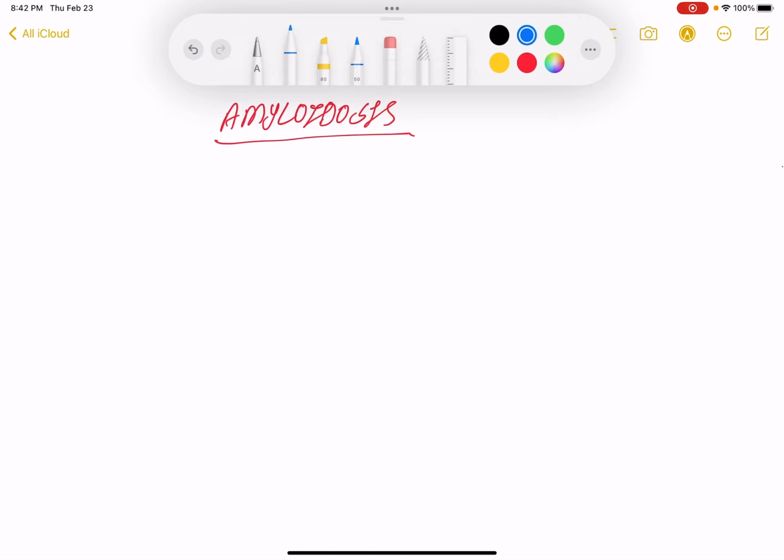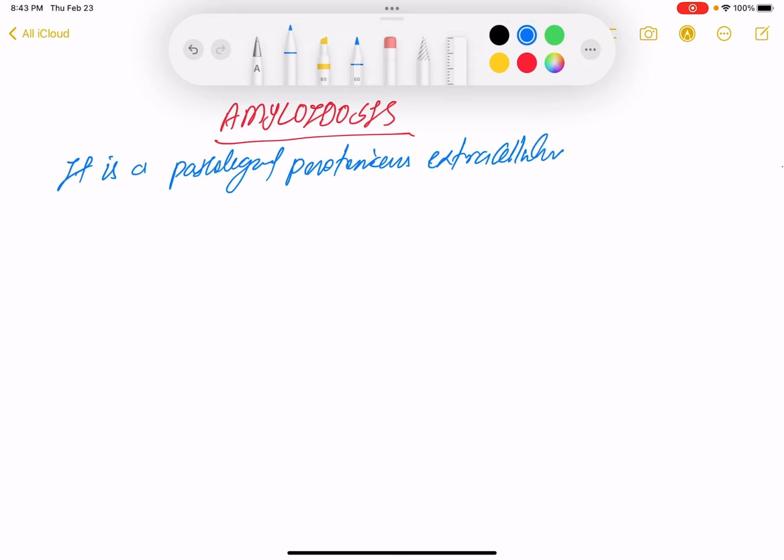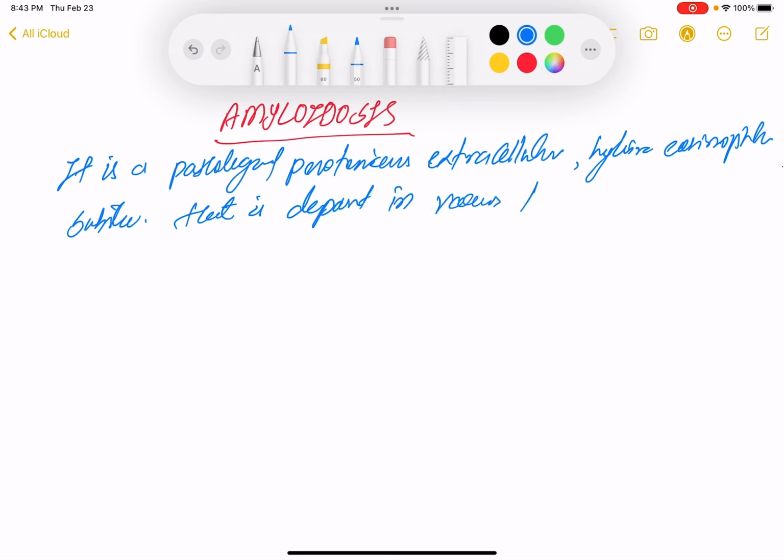Amyloidosis is a pathological proteinous extracellular hyaline eosinophilic substance that is deposited in various types of tissue and organs.